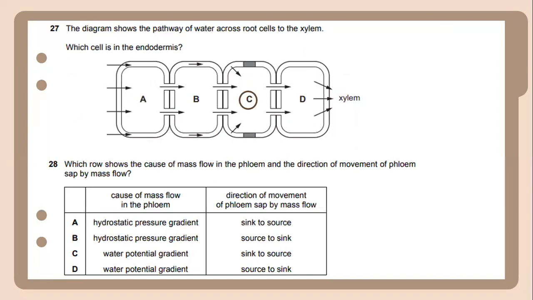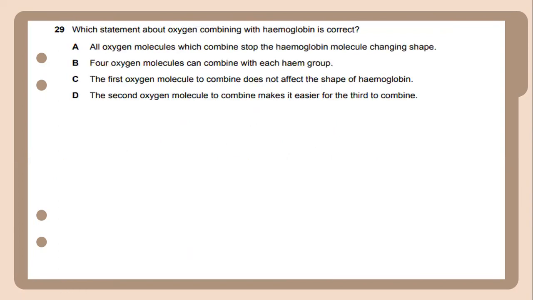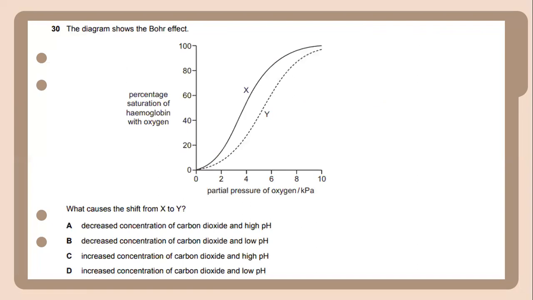And which row shows the cause of mass flow in the phloem and the direction of movement of phloem sap by mass flow? The answer will be hydrostatic pressure gradient, which is the cause of mass flow in the phloem, and source to sink is the direction of movement of phloem sap by mass flow. 29, which statement about oxygen combining with hemoglobin is correct? The answer will be the second oxygen molecule to combine makes it easier for the third to combine.